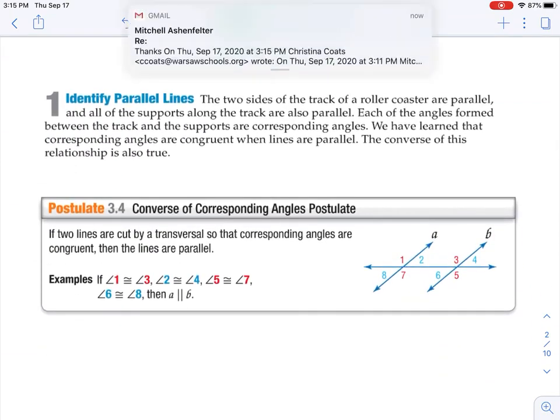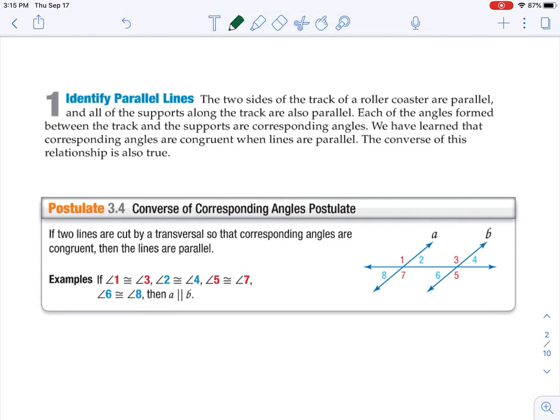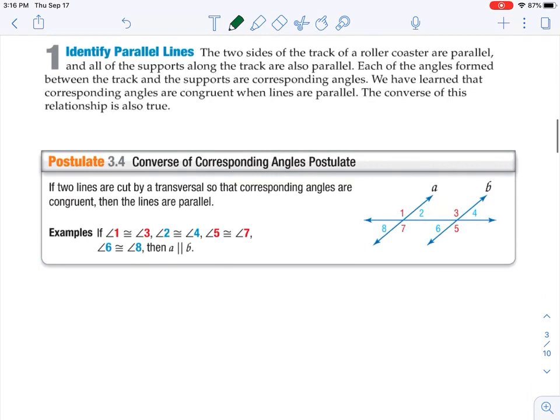So this first paragraph about identifying parallel lines is kind of a real-world application. The two sides of the track of a roller coaster are parallel, and all the supports along the track are also parallel. Each of the angles formed between the track and the supports are corresponding angles. We have learned that corresponding angles are congruent when lines are parallel. The converse of this relationship is also true.